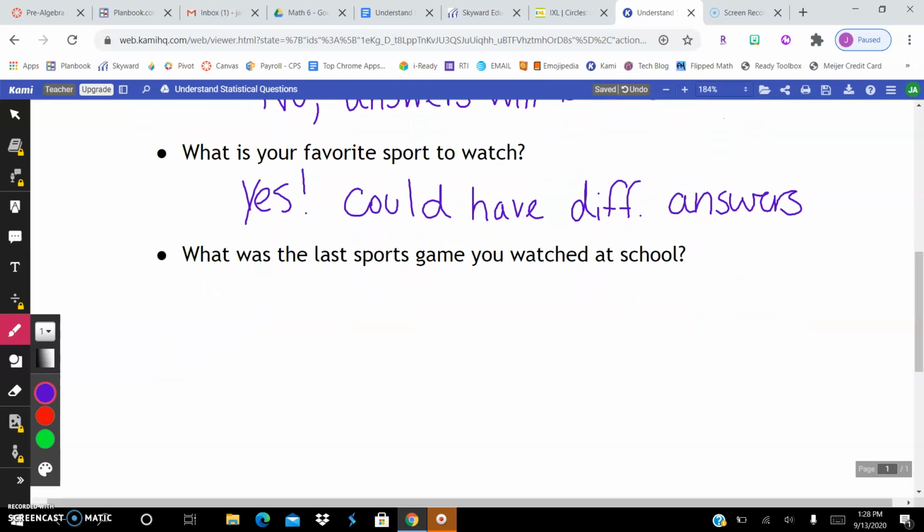And her last question she wrote says, what was the last sports game you watched at school? Could my answer differ from the person next to me? Yep. I could have gone to the football game and the person next to me could have gone to the baseball game if they were played in the same season. So yes, this is a statistical question as well.